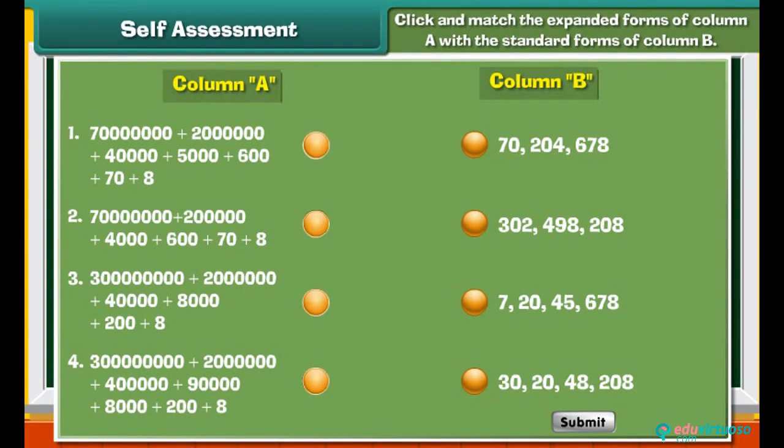Click and match the expanded form of column A with the standard forms of column B.